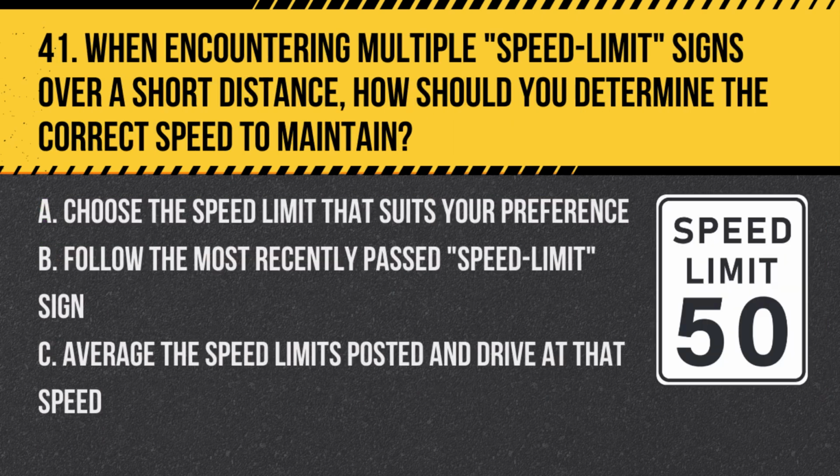Question 41. When encountering multiple speed limit signs over a short distance, how should you determine the correct speed to maintain? A. Choose the speed limit that suits your preference. B. Follow the most recently passed speed limit sign. C. Average the speed limits posted and drive at that speed.